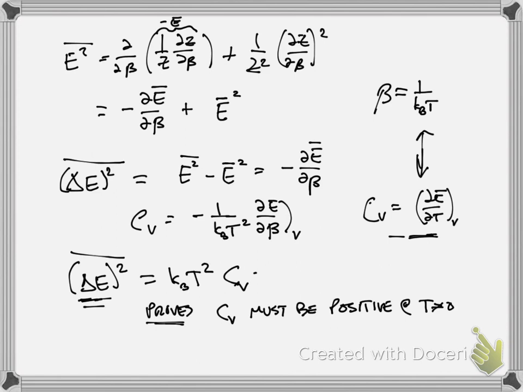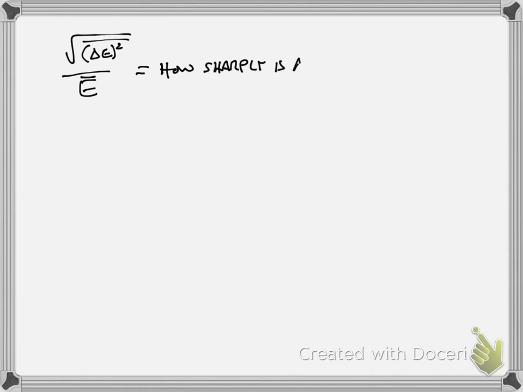Now, we could go just a tiny bit further with this particular result. One thing we could do is ask, what is the square root, basically the standard error, if you will, the standard deviation in the energy, right? So that's the square root of the mean square fluctuations divided by the energy itself. So this is how sharply is the average energy defined in the canonical ensemble as the system is busy exchanging energy with the bath? Well, let's do an example.